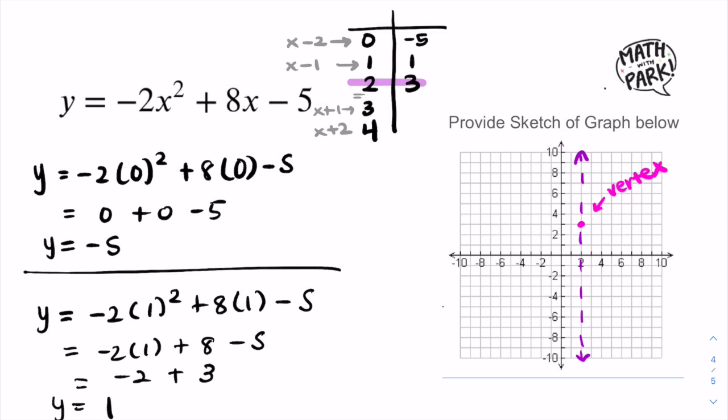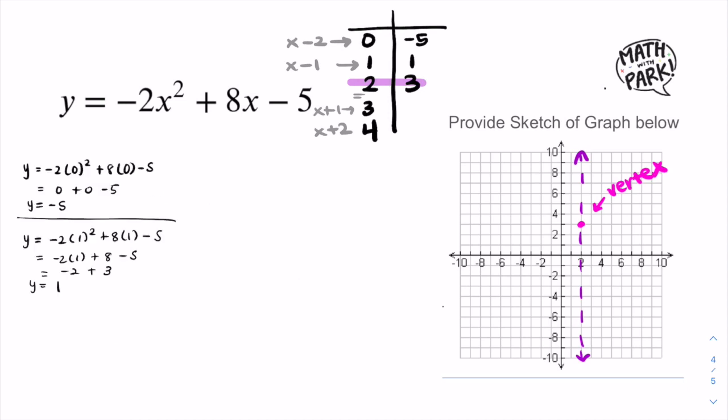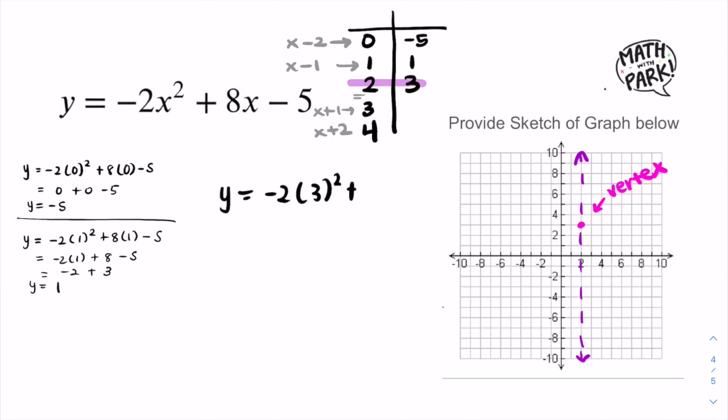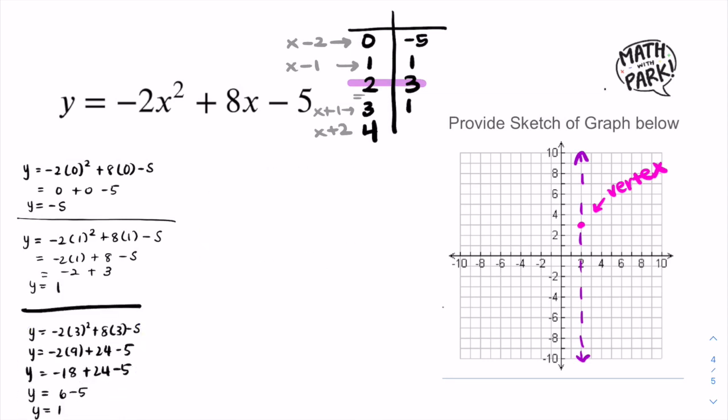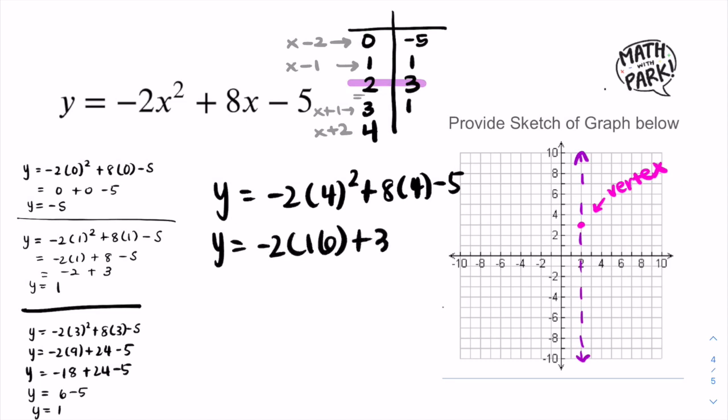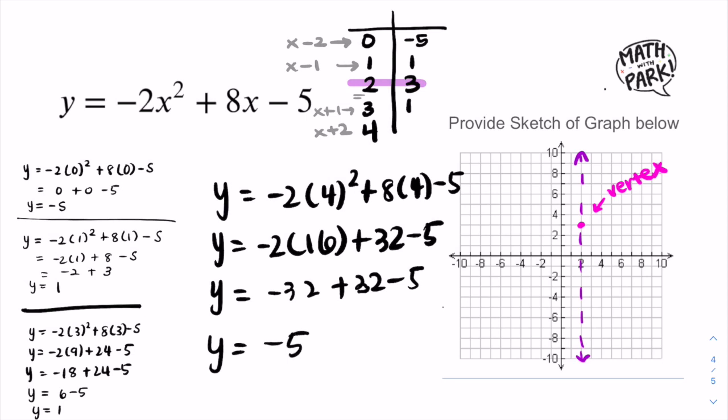So we noticed the increasing order. So if we were to think about it as a mirror, then we know that now, because 3 is now our highest point, we have to go back in a different direction. So to continue, now we're going to plug in 3 for x. Y equals negative 2 times 3 squared plus 8 times 3 minus 5. Y equals 1. And our last one, 4. Y equals negative 2 times 4 squared plus 8 times 4 minus 5. And look at that, it's negative 5.